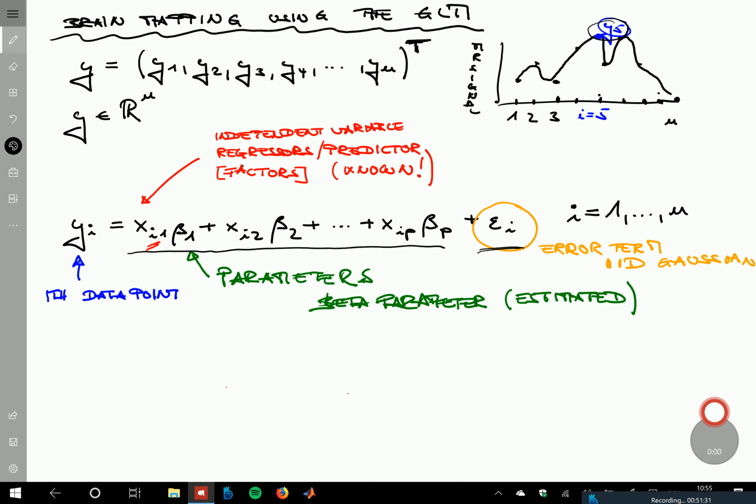And p is then always the number of beta parameters. There's one more parameter that you don't see here, namely the variance parameter, but p is the number of beta parameters or the number of regressors. So you always have as many beta parameters as you have regressors. Okay, then let's have a break, and after the break, look at some pretty pictures.